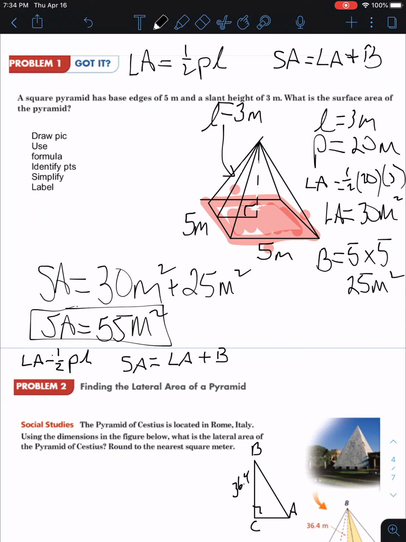If they wanted you to know the lateral area, you could stop right there. There's the lateral area, and this is the surface area, the total. It adds the lateral area plus the base.